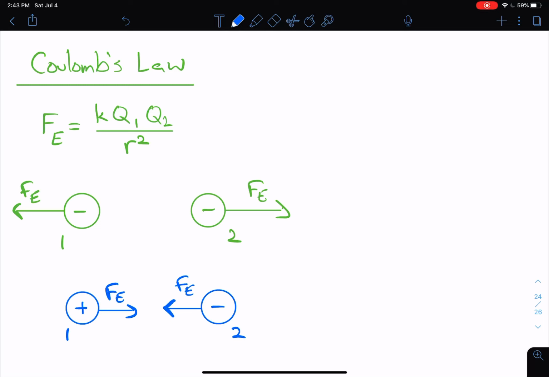These are the only possibilities in both situations. Again, like polarity, or you might say the same polarity, they have to repel. But if they're opposite polarity, they attract. And that's how you determine the direction of the electrostatic force. And consequently, then you can deal with the vector nature of the electrostatic force.